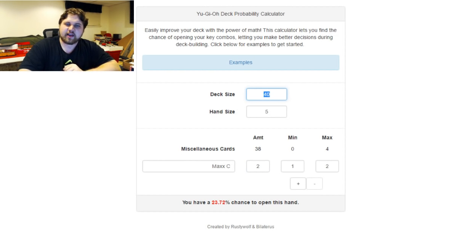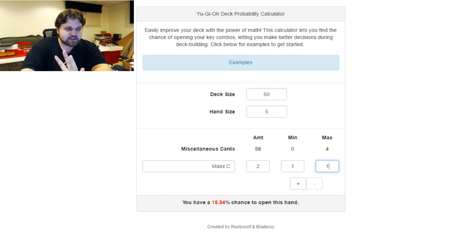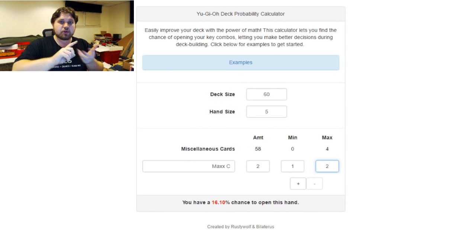Now, if you were playing a 60 card deck, one of the That Grass Looked Greener decks of the previous format, you had a 16.10% chance of drawing one of those two Maxx C's or both. This is a cumulative probability. If I wanted to see my percentage of just opening one Maxx C, I would put the max number down to 1, because then that's the pure raw probability of drawing one Maxx C. But because the max is 2, the probability includes drawing one or two Maxx C's, and that's why it goes up to 16.10%, because there's the probability of drawing one Maxx C, and then the probability of drawing both.